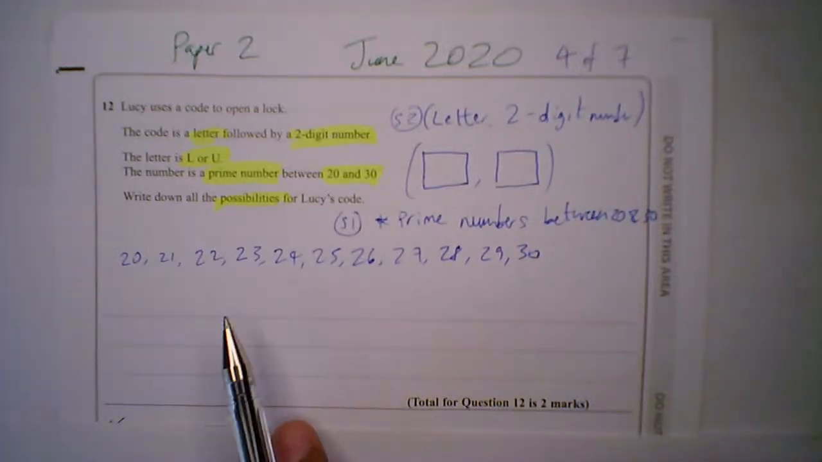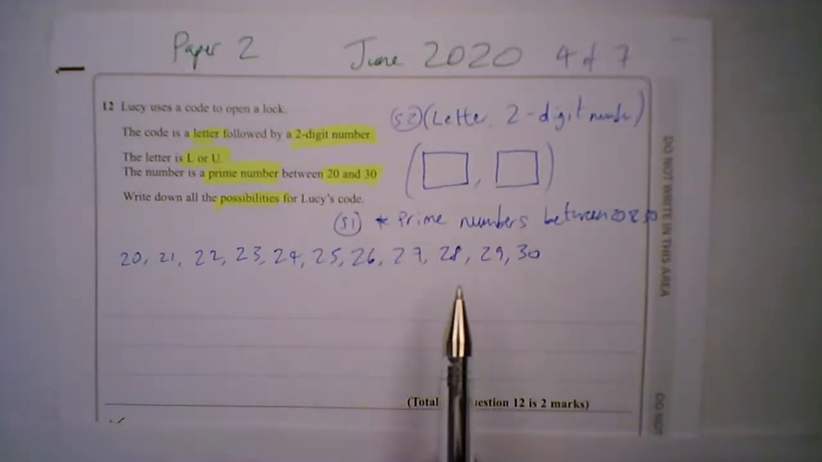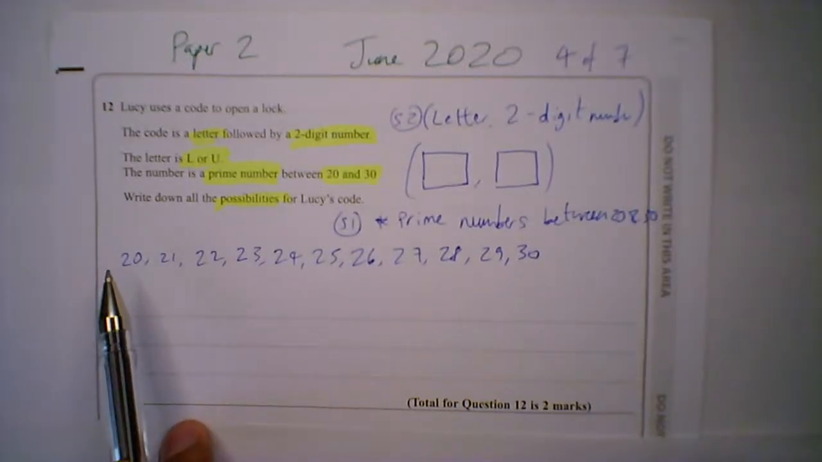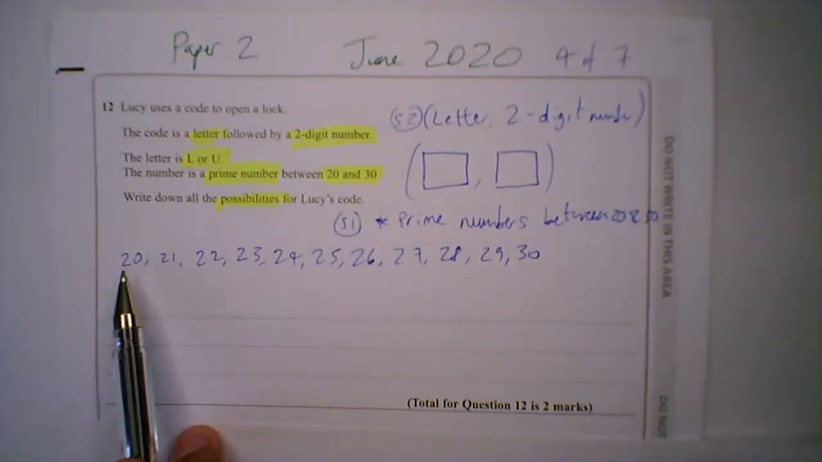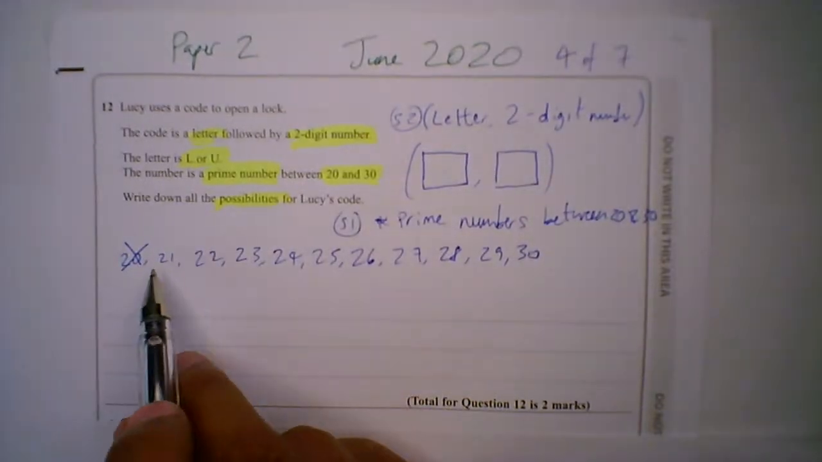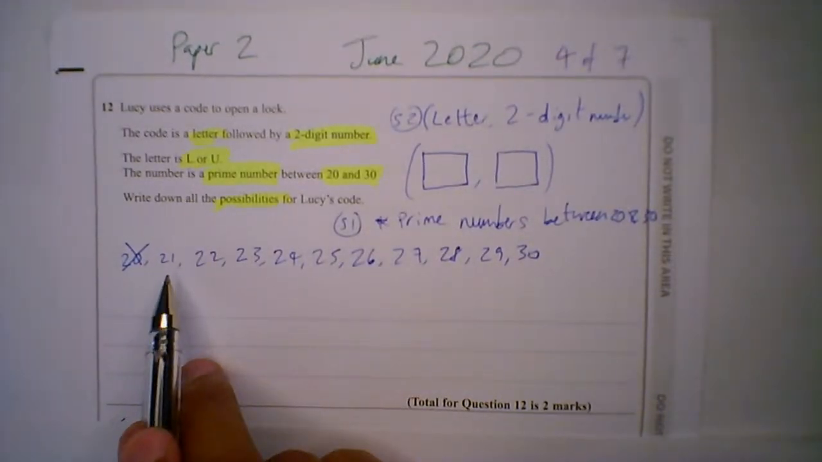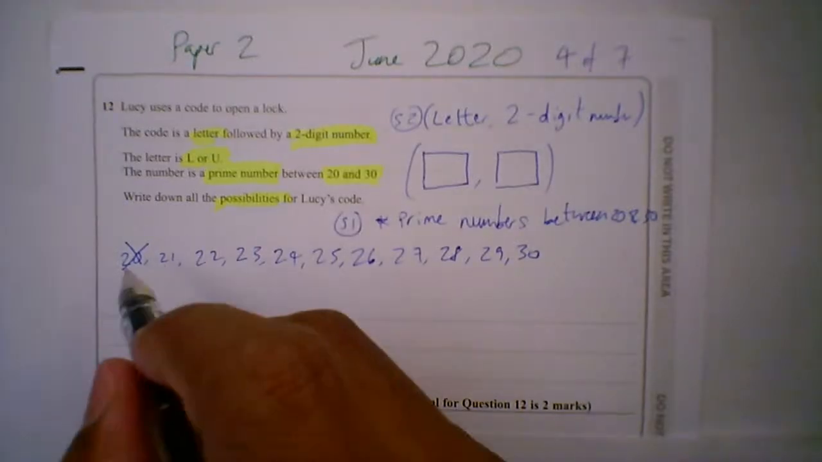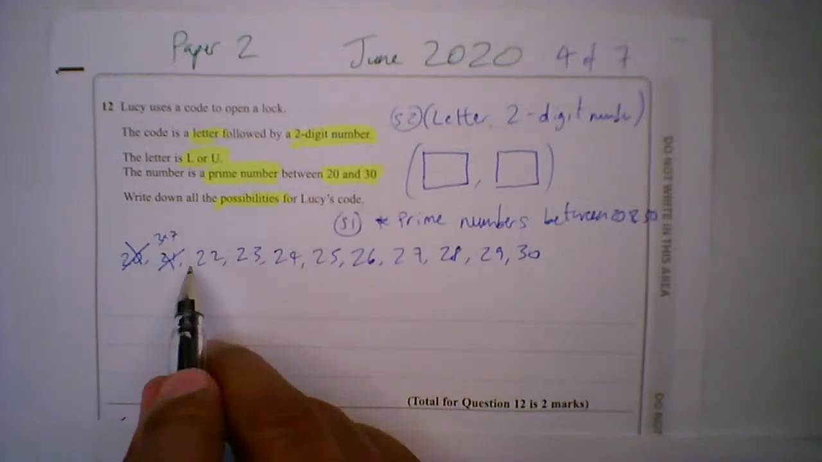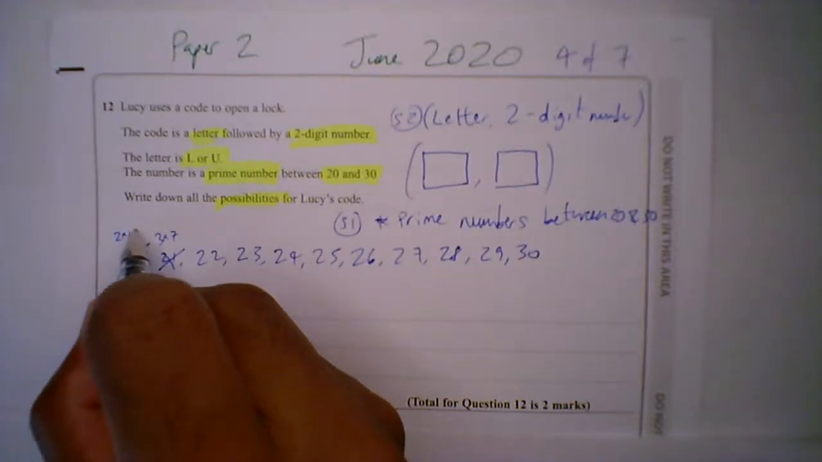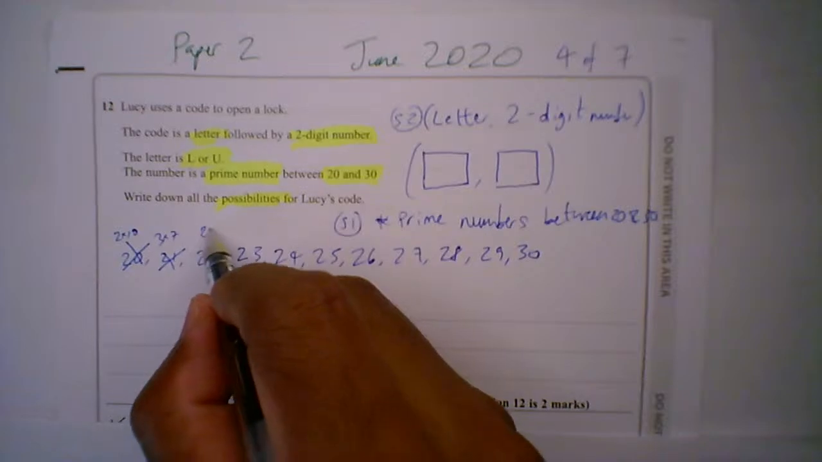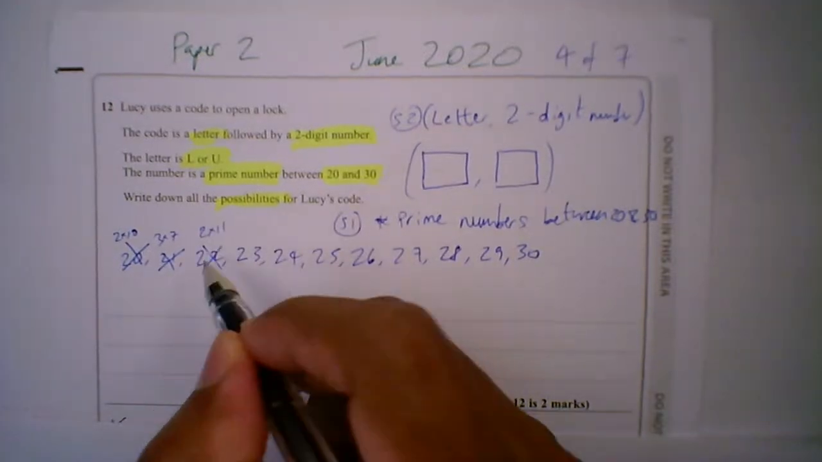Now, prime numbers don't have any numbers that go into them. So 20 is not a prime number. 2 goes into 20, 10 goes into 20. So I'm going to cross this out. 21, what number goes into 21? 3 times 7 goes into that. So 3 and 7. 2 times 10 gives me 20. 22 could be 2 times 11, so 22 is not a prime number.